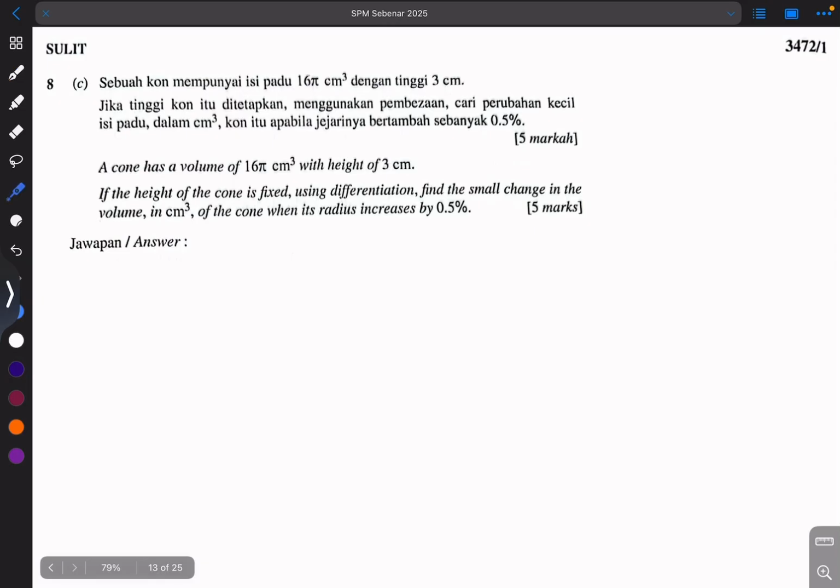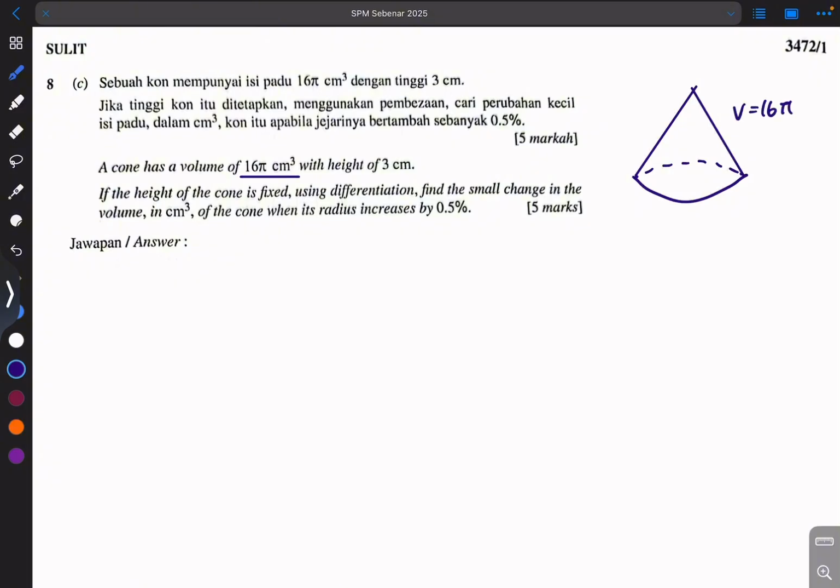8c. A cone has a volume of 16 pi cm cube with height 3 cm. So we have a cone. This cone has a volume of 16 pi and a height of 3 cm. So this height is 3 cm. If the height of the cone is fixed, using differentiation find the small change in volume.